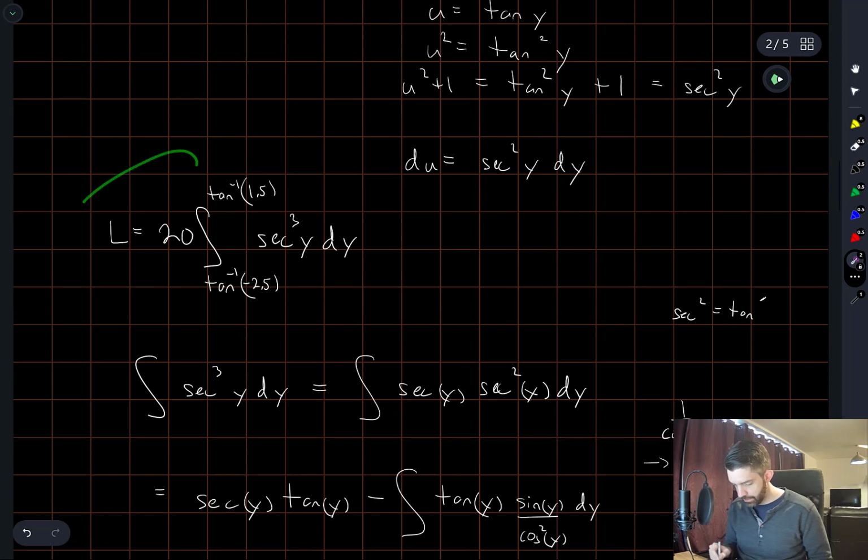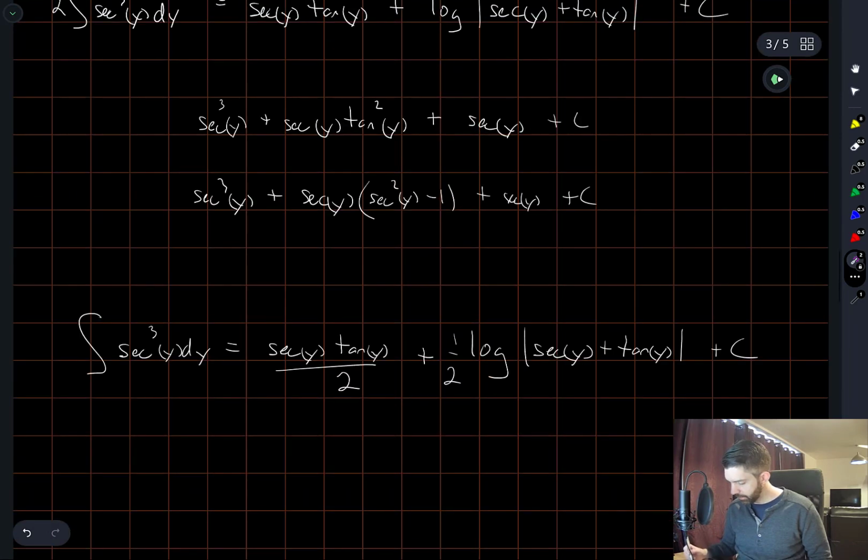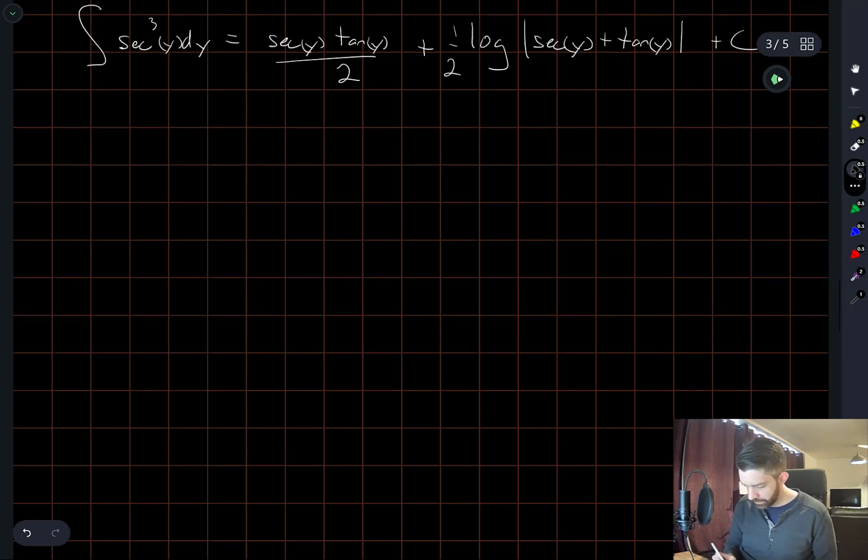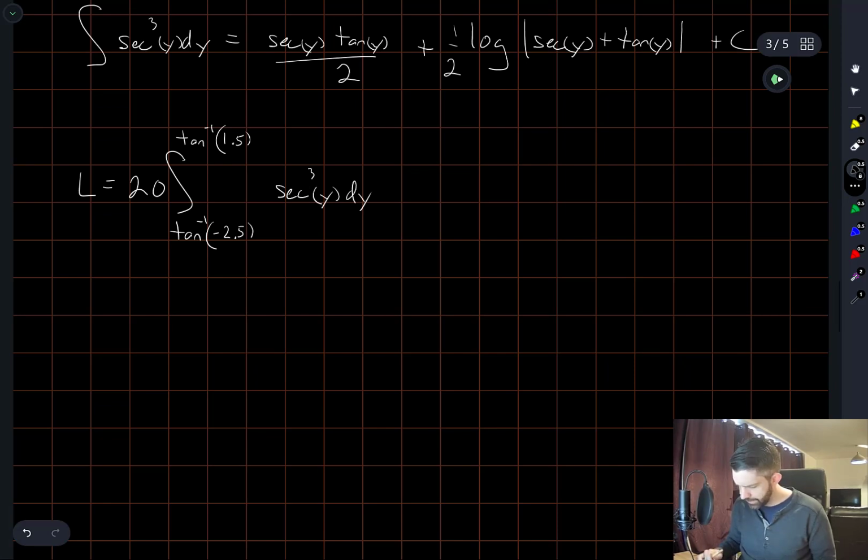Okay, so the length of our arc is going to be computed by evaluating this thing at these two endpoints. Goodness, okay. So L is equal to 20 times the integral from tan inverse of negative 2.5 to tan inverse of 1.5 of secant cubed y dy.